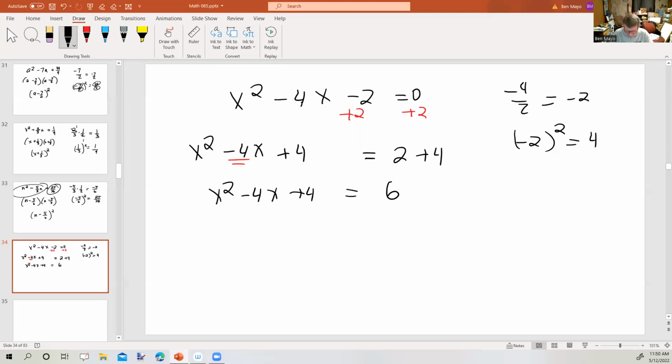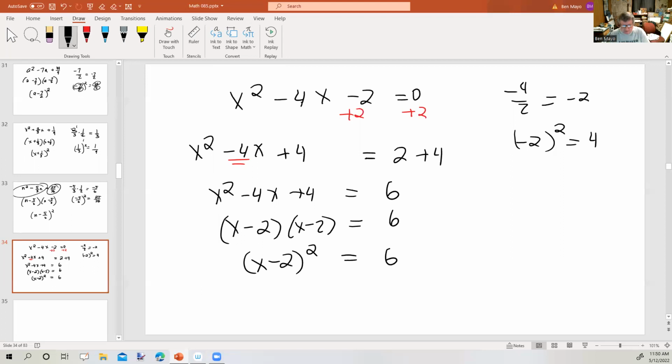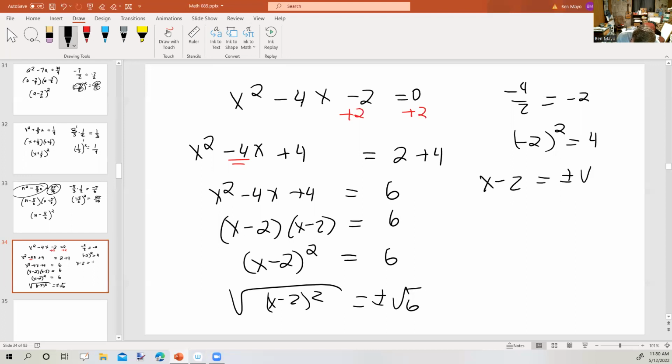Yes. On the left side of the equation, I have a perfect square trinomial. On the right side of the equation, I have a constant. So now it's in the form of a perfect square trinomial equals a constant, which is what I want so that I can go to the next step, which is to take the square root of both sides. So I get x minus 2 equals plus or minus the square root of 6. Then I add 2 to both sides and I get x equals 2 plus or minus the square root of 6.